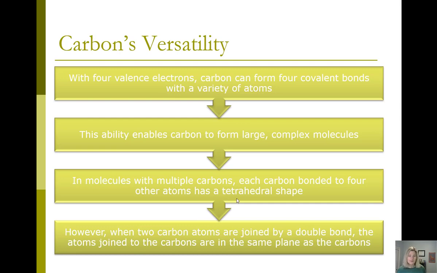Molecules with multiple carbons bonded together usually form a tetrahedral shape, so you can get some unique shapes in our carbon-based molecules. When 2 carbons are joined together, they can form a double bond, and the atoms joined to the carbons are in the same plane as the carbons. We'll talk about carbon's versatility and the complex shapes it can form. Okay, so let me give you an idea of the different shapes.